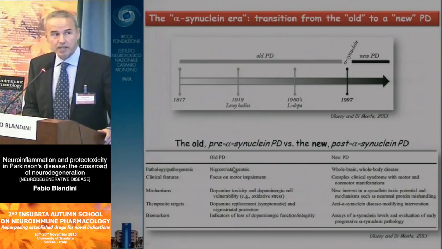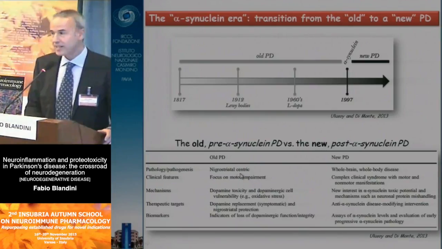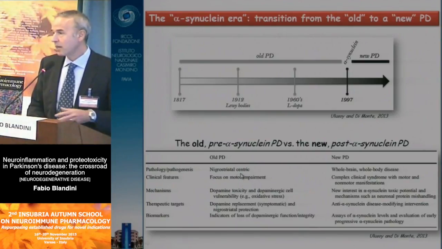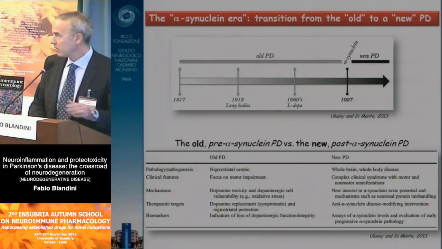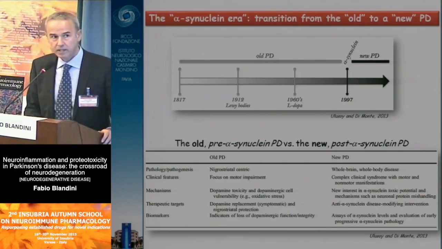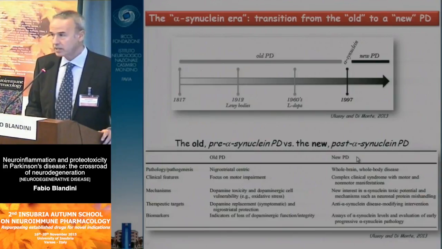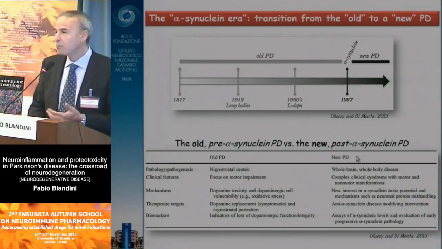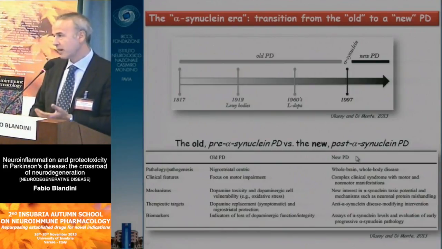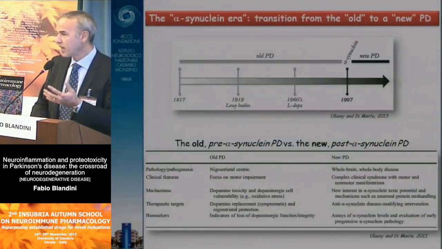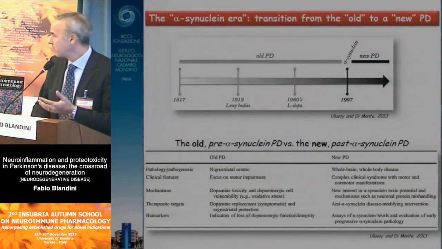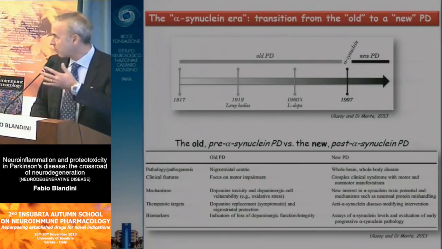The old Parkinson's disease was nigrostriatal centric, so everything was revolving around the nigrostriatal system. The new Parkinson's disease is a whole brain, possibly a whole body disease. Think, Lewy bodies have been described, for example, in the intestine. So can you still think that Parkinson's disease is just about the nigra? Maybe it's not just about the brain. It's possibly about the whole body.